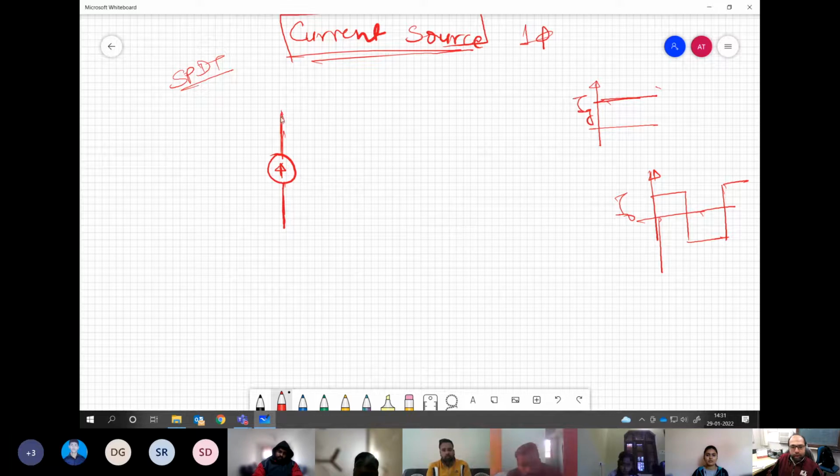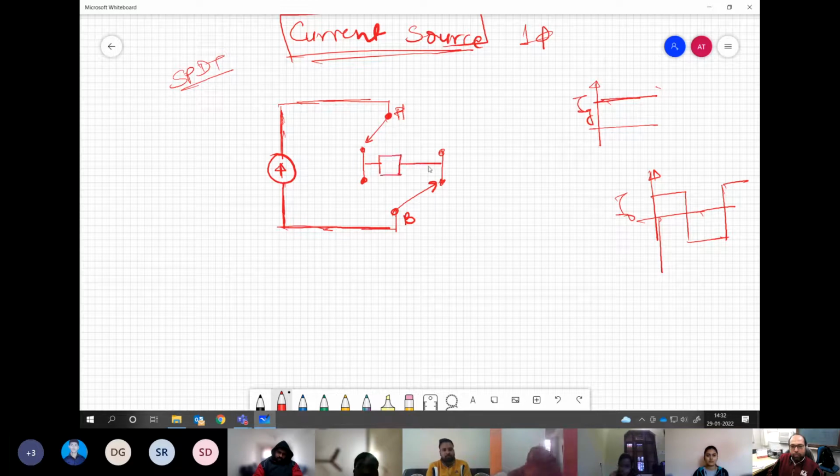Now, definitely when we have a current source, the pole is going to be connected to the current source end, which means this is the pole. So say A and B. And then this can connect with either one option here or one option here. And between these two, we connect our load. So say this is A1, A2 and B1, B2.